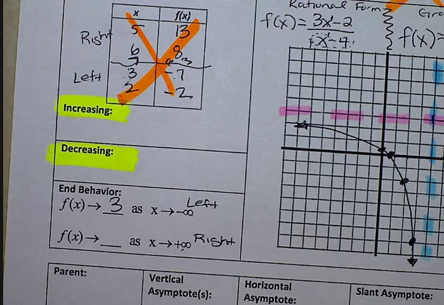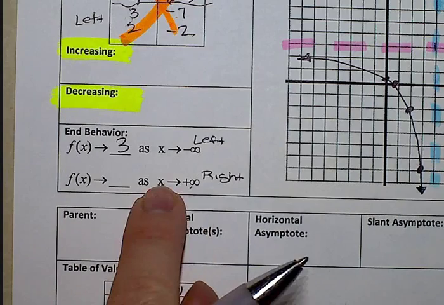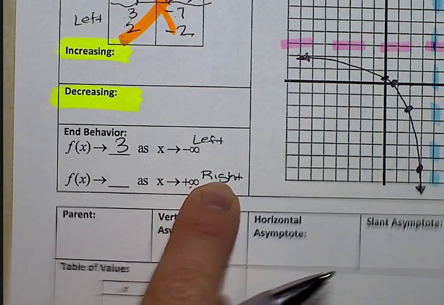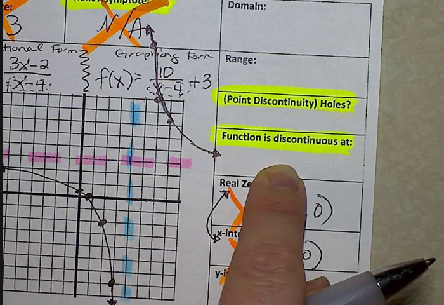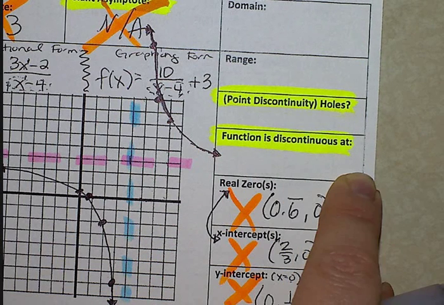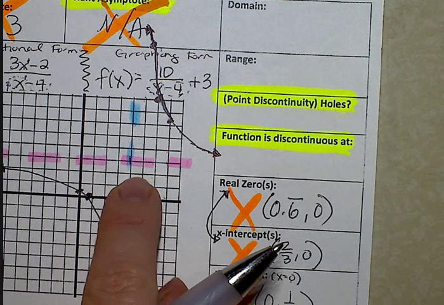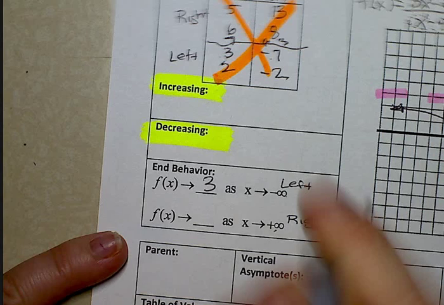Now let's go to the right. So let's go to x equals positive infinity. As this goes to the right and it continues to keep going to the right, it's going to get closer and closer and closer to that pink dotted line, the asymptote. It's never going to touch it. What is the y value for that pink line? 3. Done with that box.